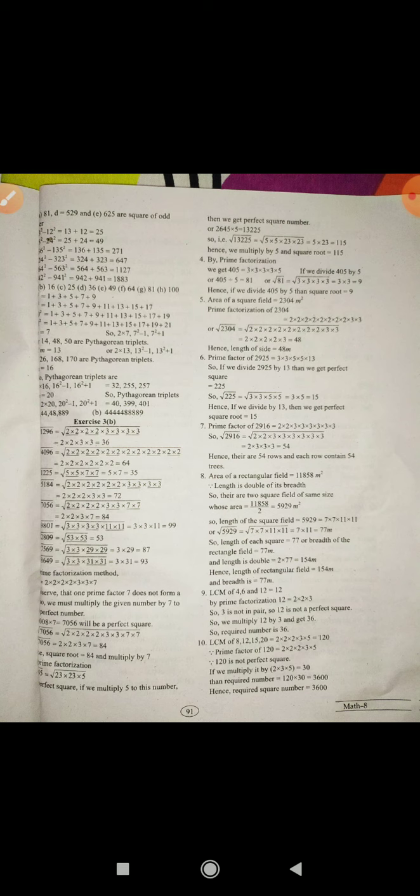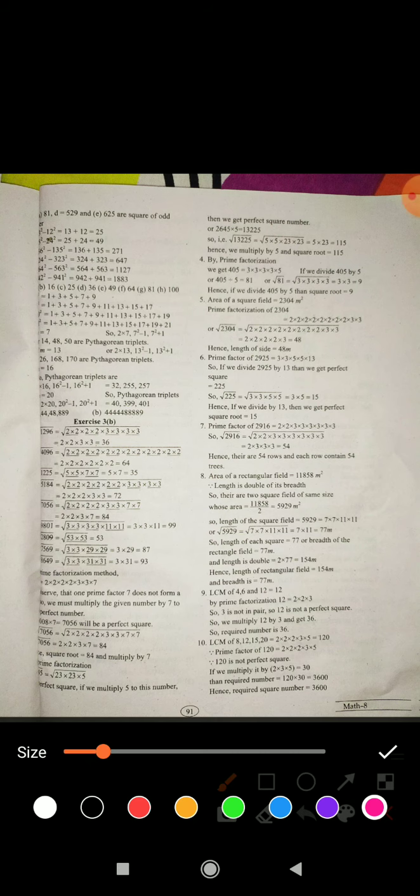The prime factors of this number are 2 into 2 into 3 into 3 into 5, so it becomes a perfect square if we multiply the number by 5. Next, question number 4, solved by the prime factorization method: the number is 405. We get the factors 3 into 3 into 3 into 3 into 5. So we divide 405 by 5 and we get 81, and the square root of 81 is 9.